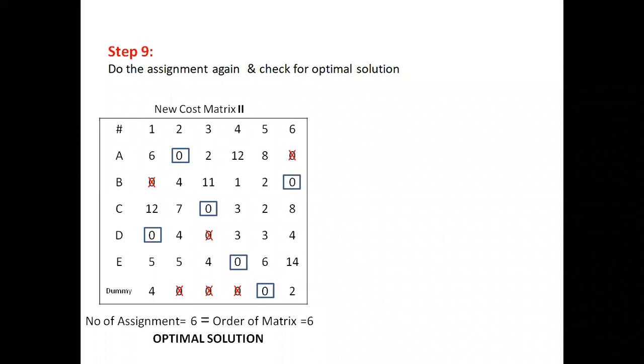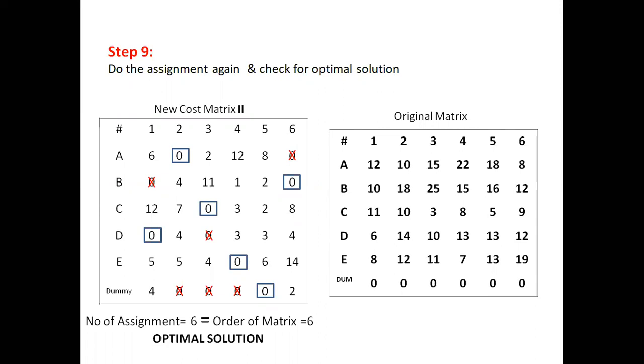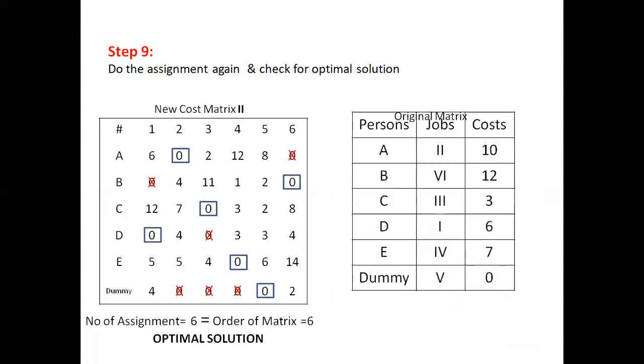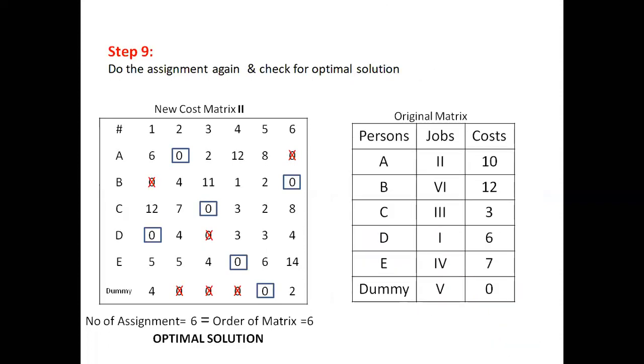When the order of the matrix and the assignments are the same, we have attained an optimal solution. Now wherever zeros are there, you have to take the values from the original matrix, that is 10, 12, 3, 6, 7. These are the places where we have made the assignments. So take these values, and this is the last step. For A job, second job has been given. For B person, sixth is given. For C, third is given. For D, one is given.